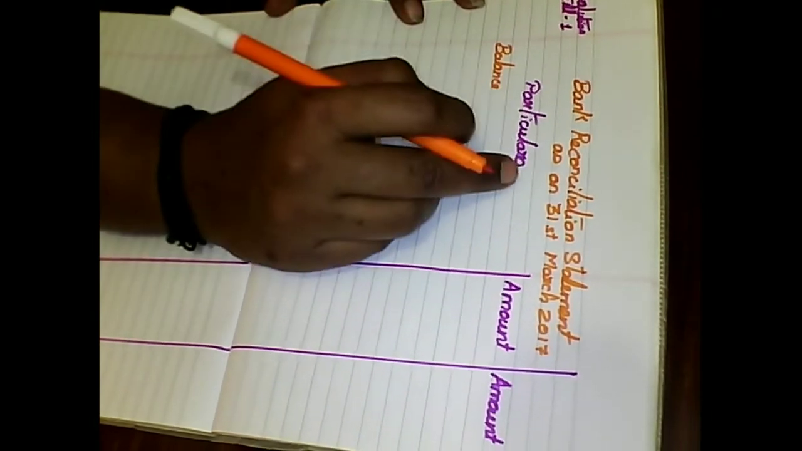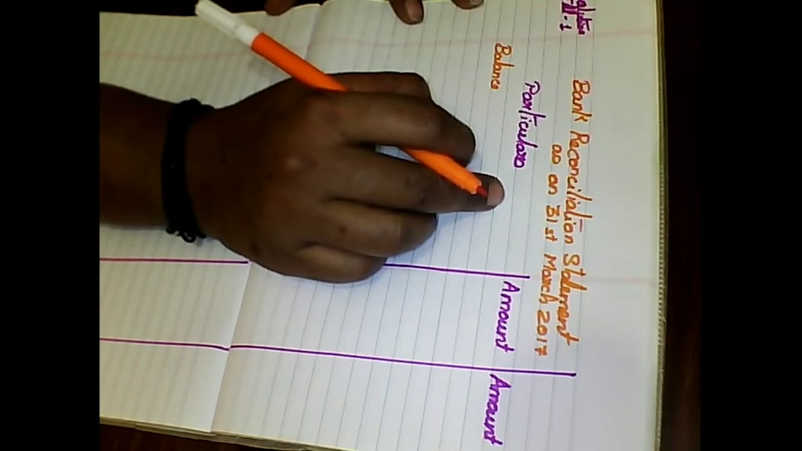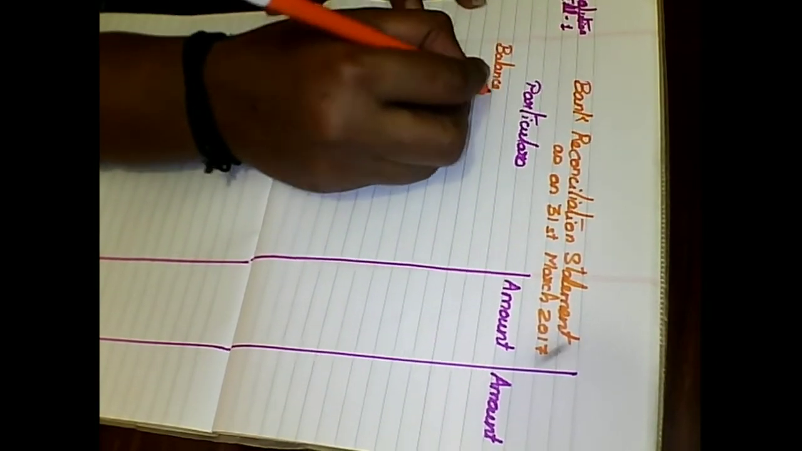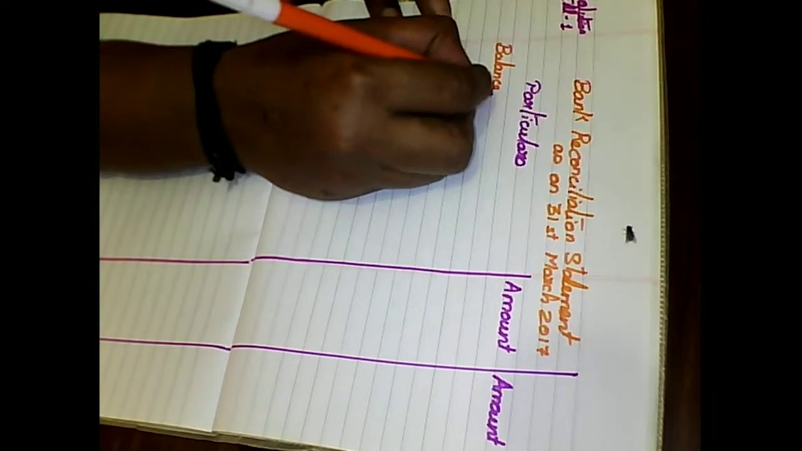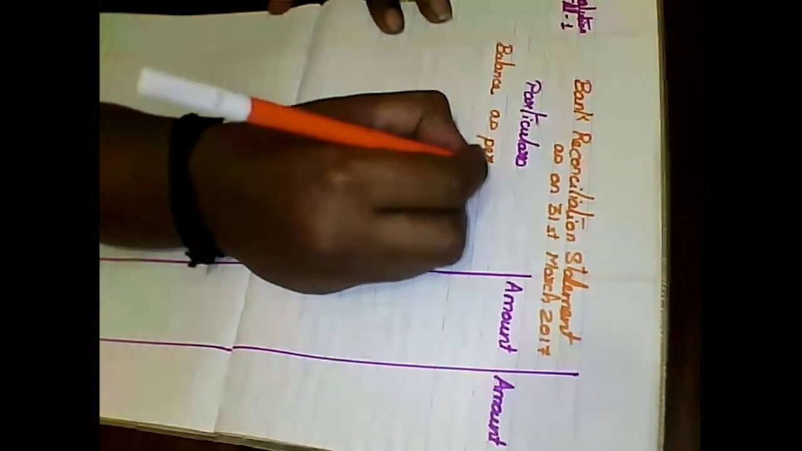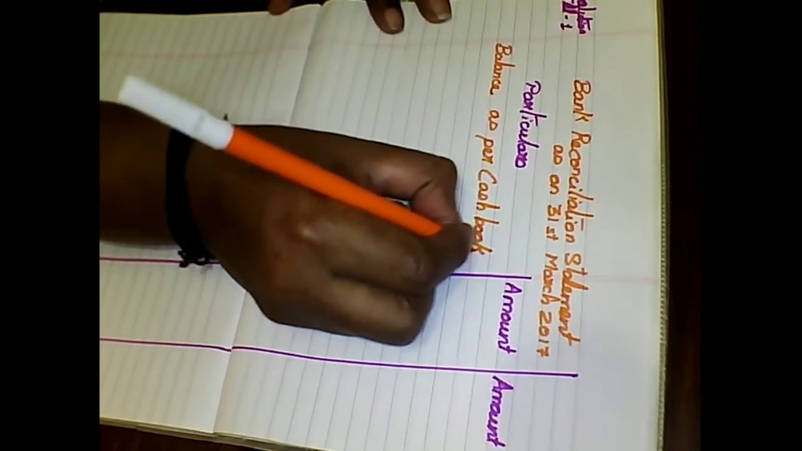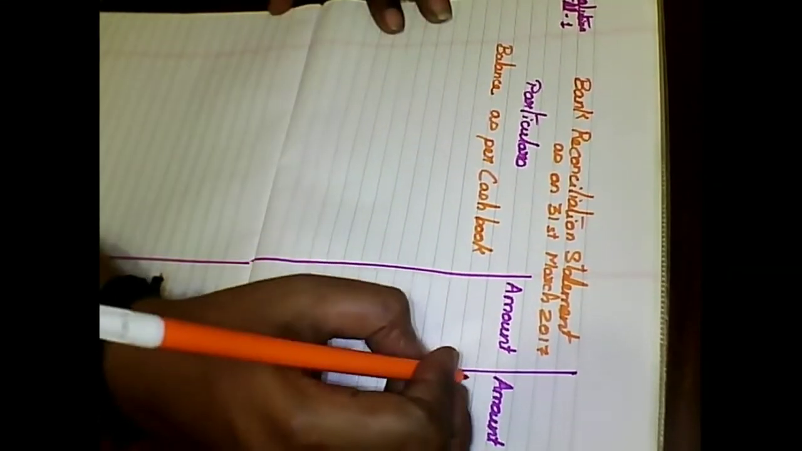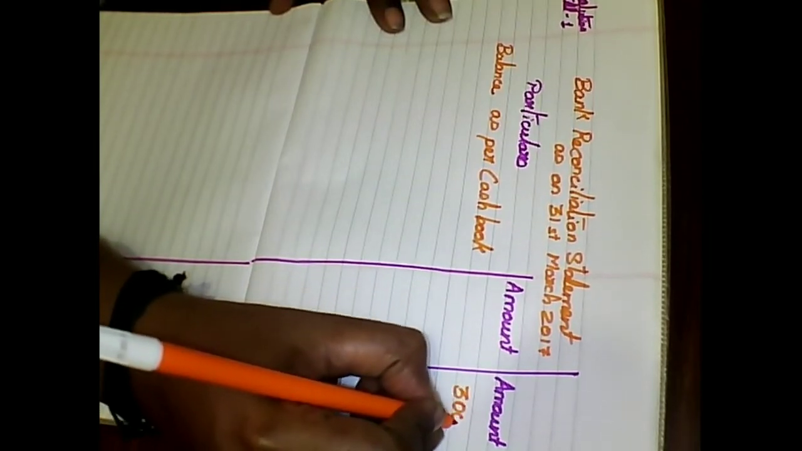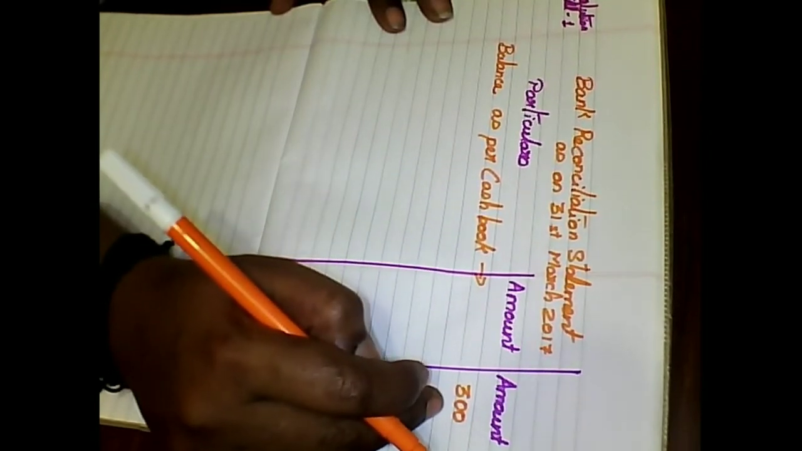So then we are going on with the bank reconciliation statement. The first illustration I'm going to work out now for you. So first we are going to write the balance as per cash book. The cash book balance is the amount given in the question, already explained. So it is 300. That is, the cash book balance is 300.